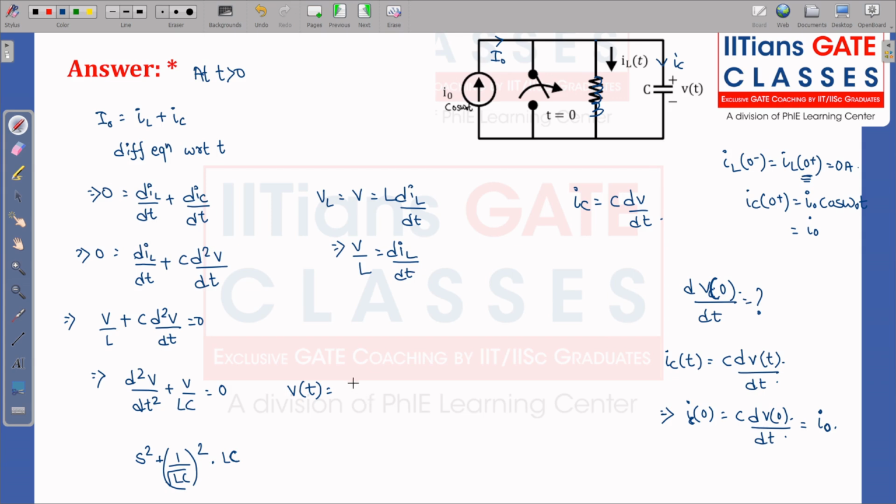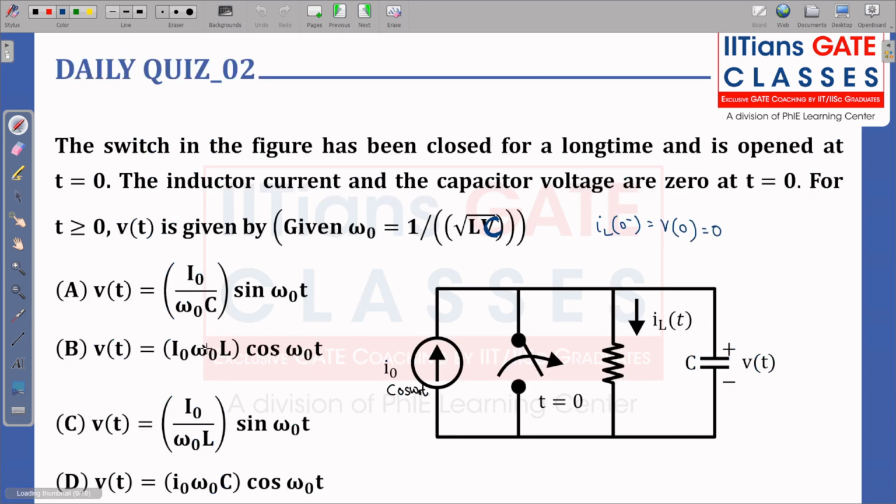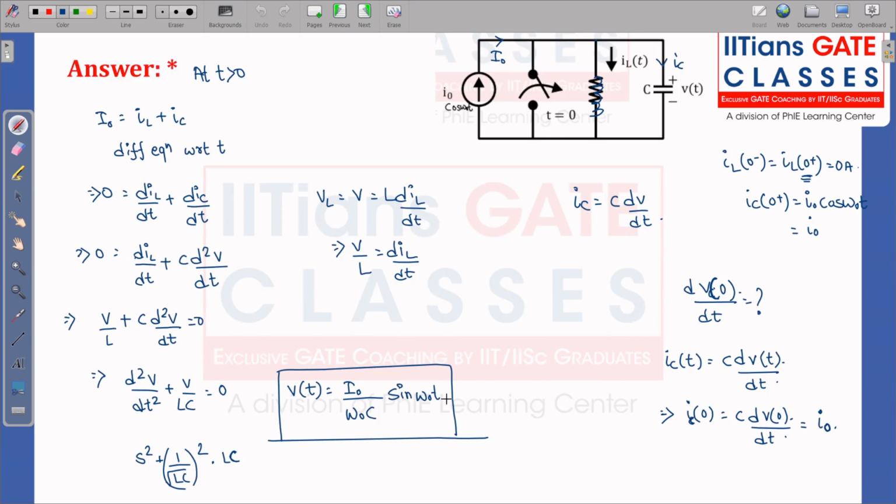Now if we put this expression, what we get is I naught by the square root of LC, which is basically 1 by omega naught C. And the inverse of cos is the inverse of sine, because I have taken omega naught, so sine omega naught t. This is my V of t. V of t is I naught by omega naught C times sine omega naught t. Sorry, here I have to write I naught by C. This C came from here.